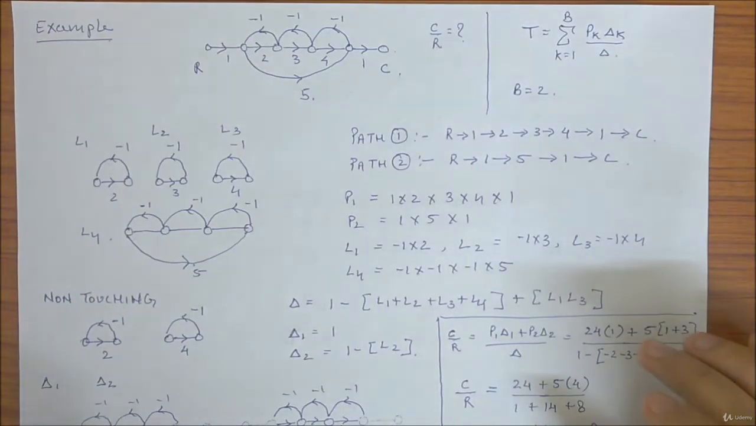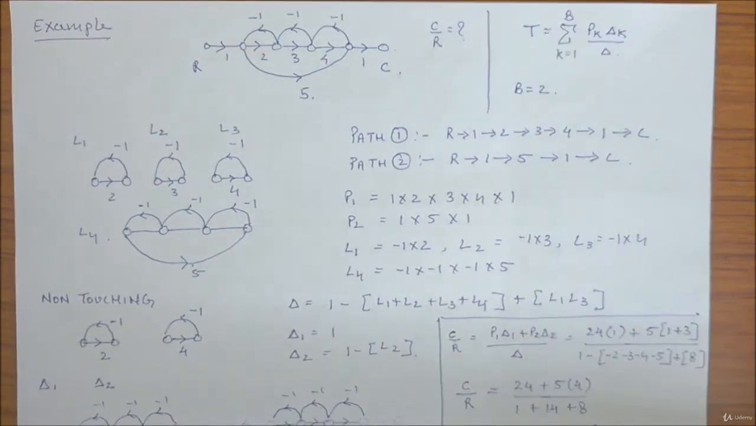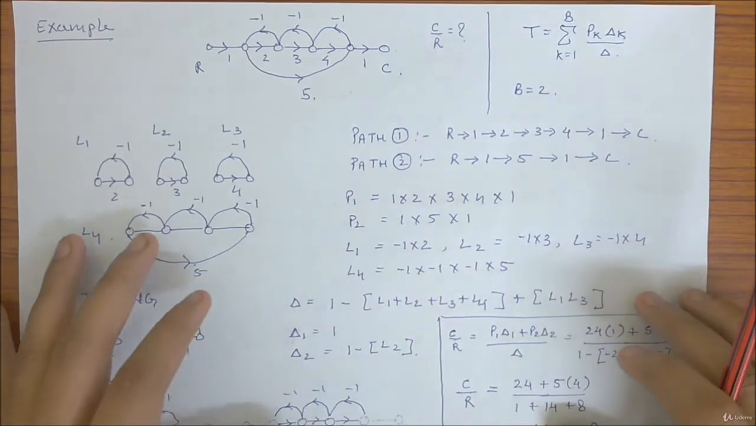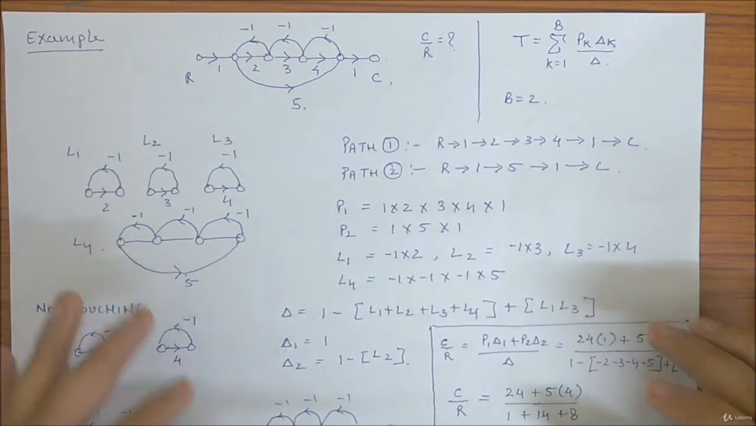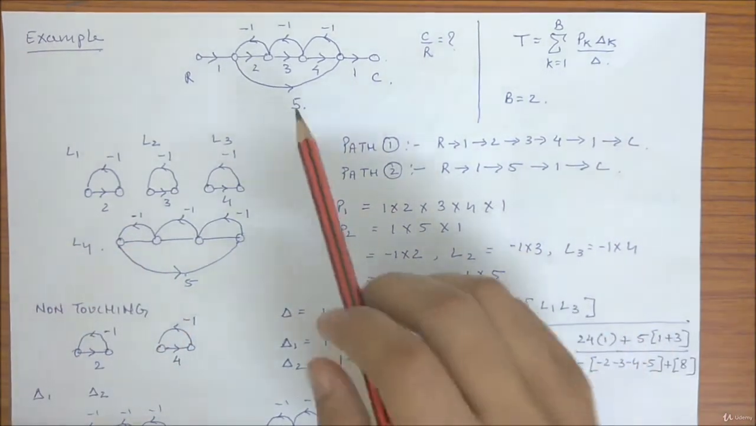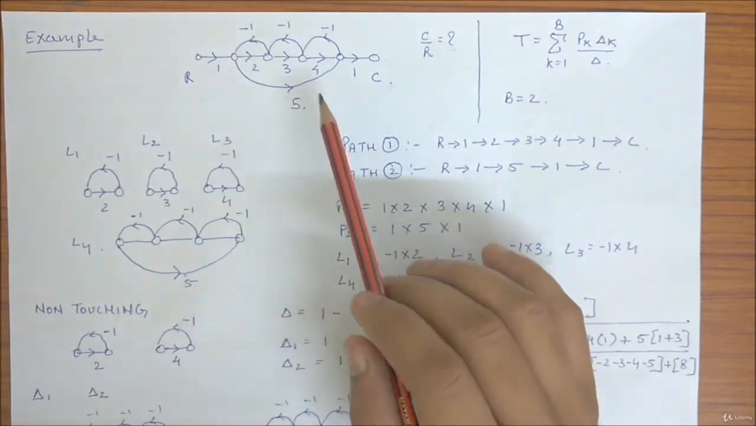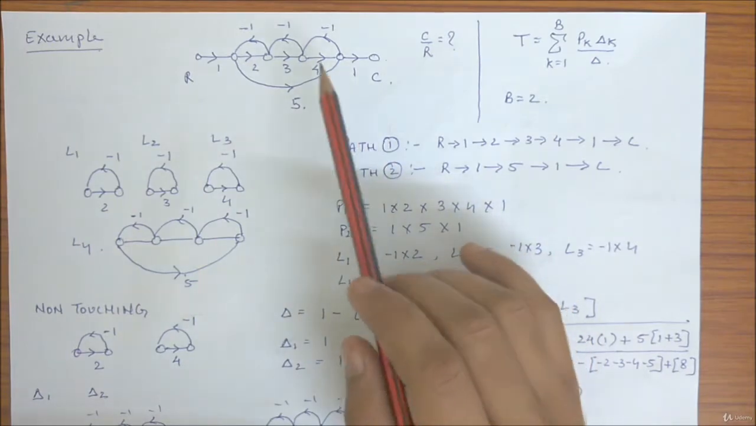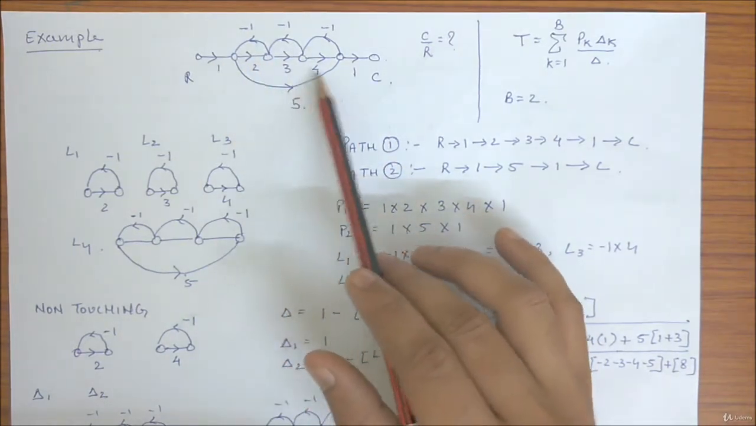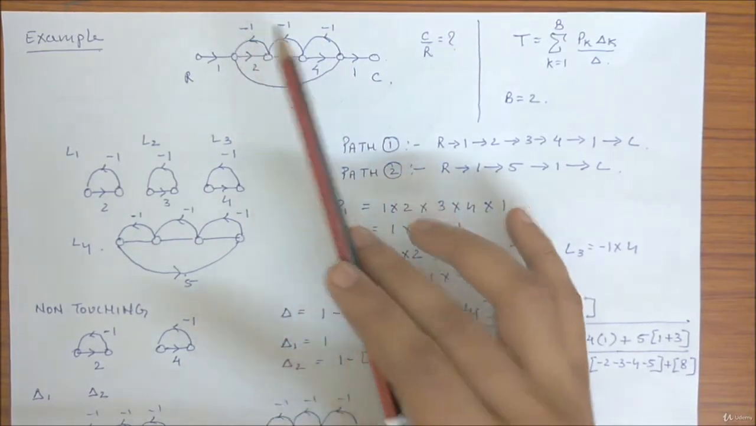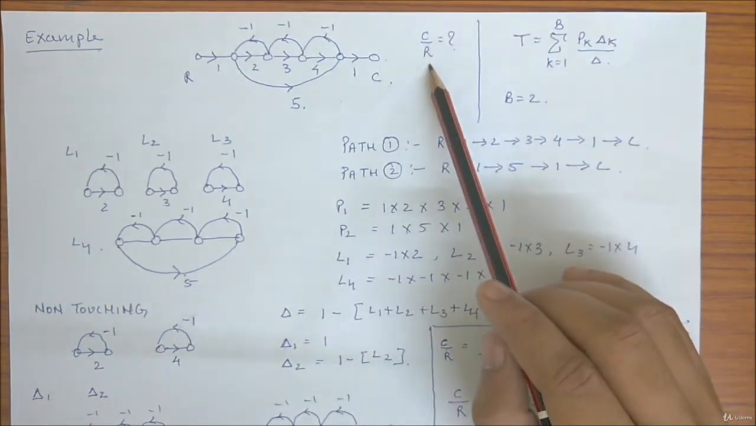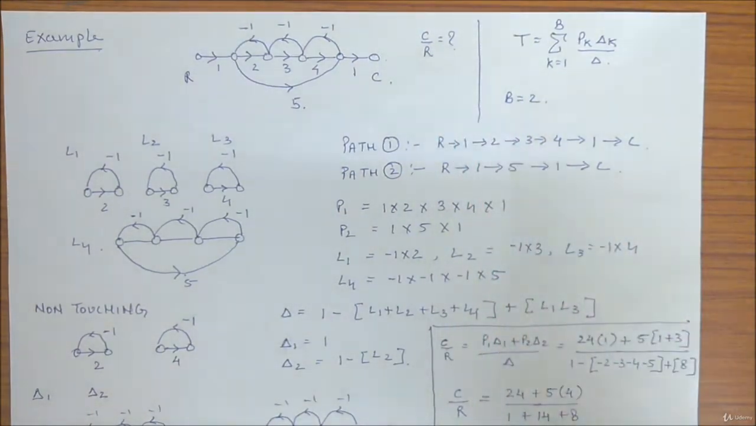Okay, so let's work on some examples. Here you can see I've taken one example. This is the signal flow graph given. R to C, these are the corresponding gains. You have to find C by R, which is the transfer function.